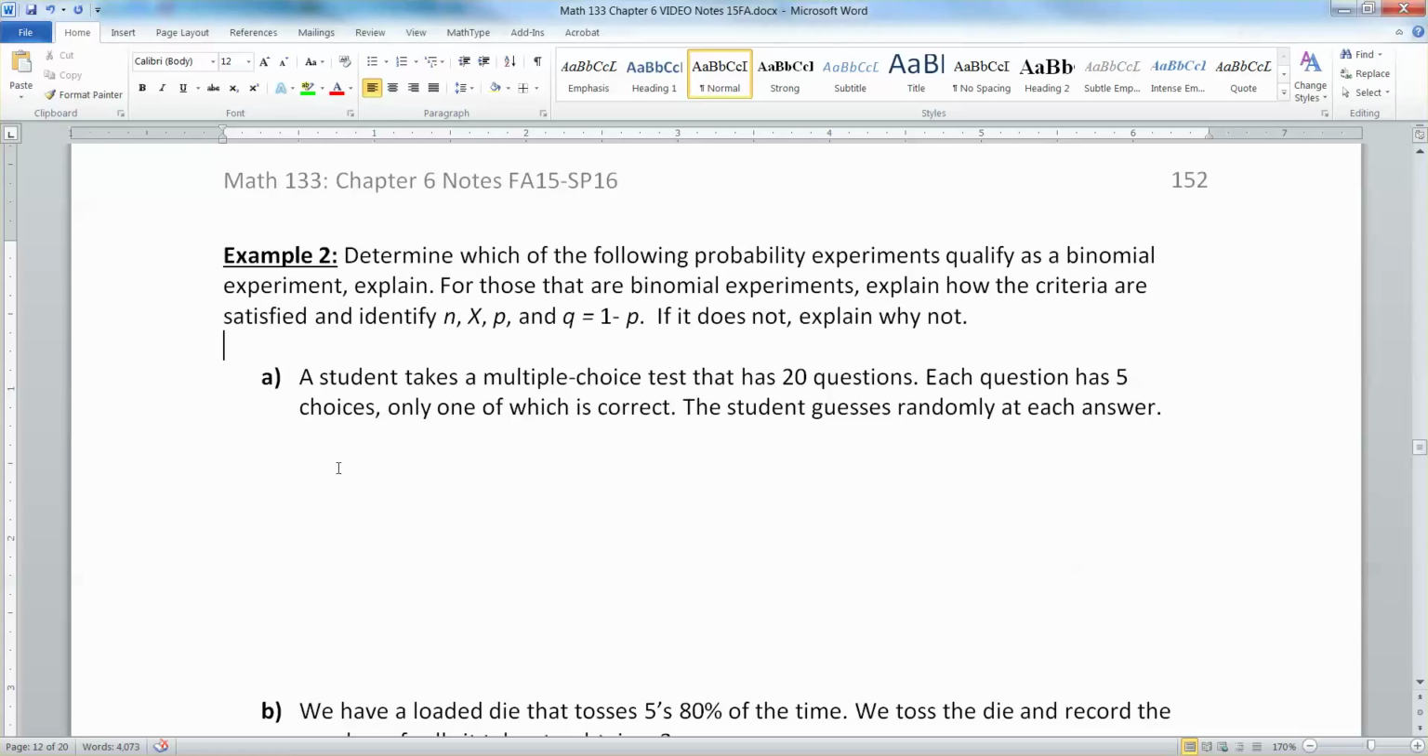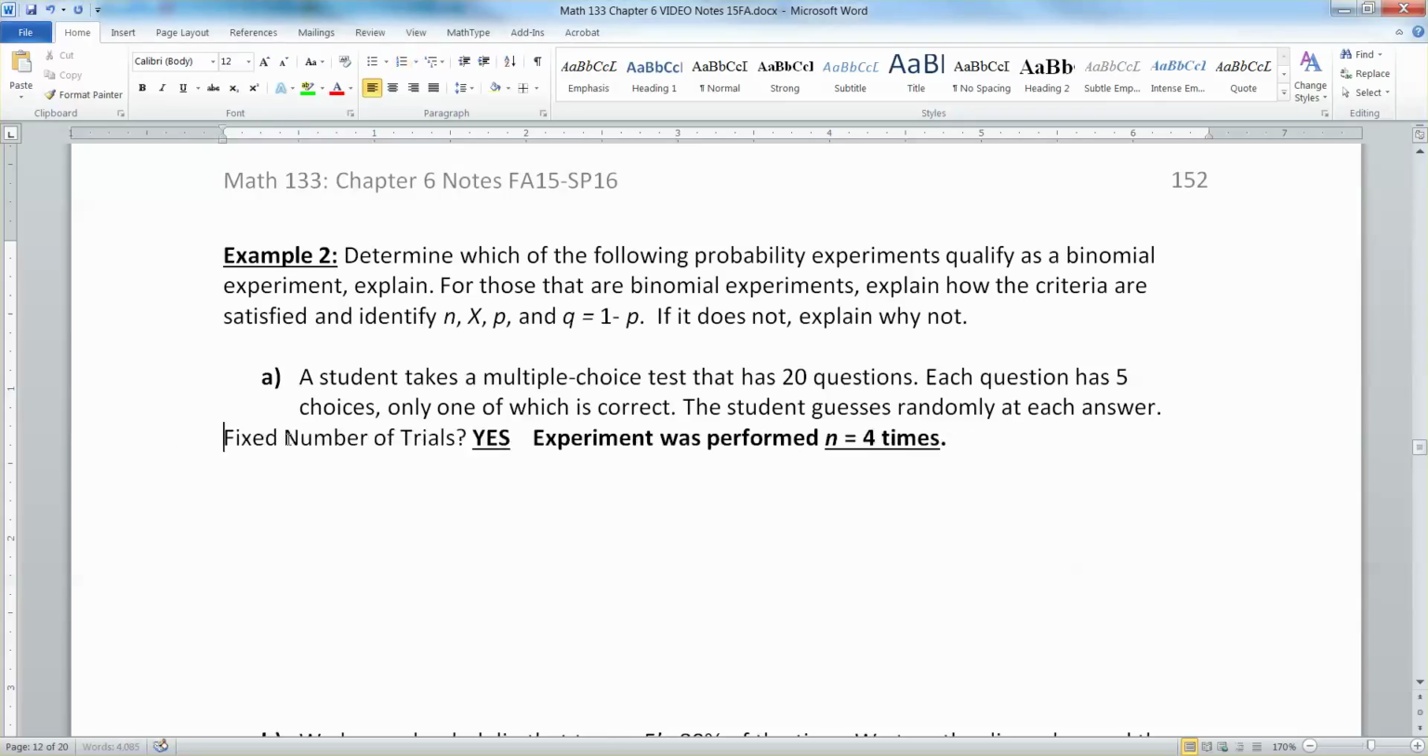A student takes a multiple choice test and it has 20 questions. Each question has 5 choices, only one of which is correct, and the student's going to guess randomly at each answer. Okay, well, that's going to be binomial. Let's prove it though. So the first thing you have to check is, is there a fixed number of trials? Right, that's the first criteria. And yes, you have to write out your criteria.